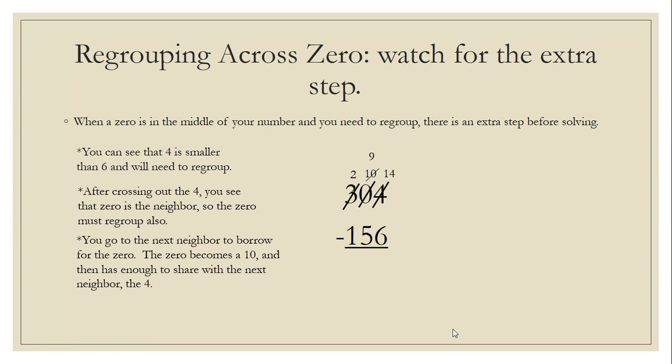14 take away 6. Correct, it's 8. 9 take away 5 is 4. And 2 take away 1 is 1. Our solution for this problem is 148.